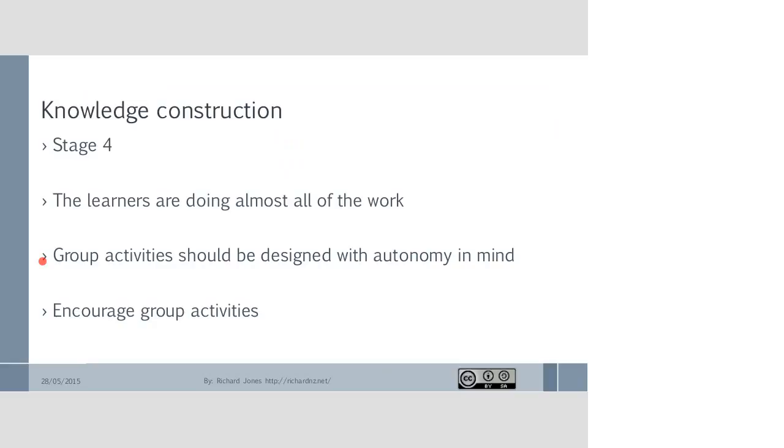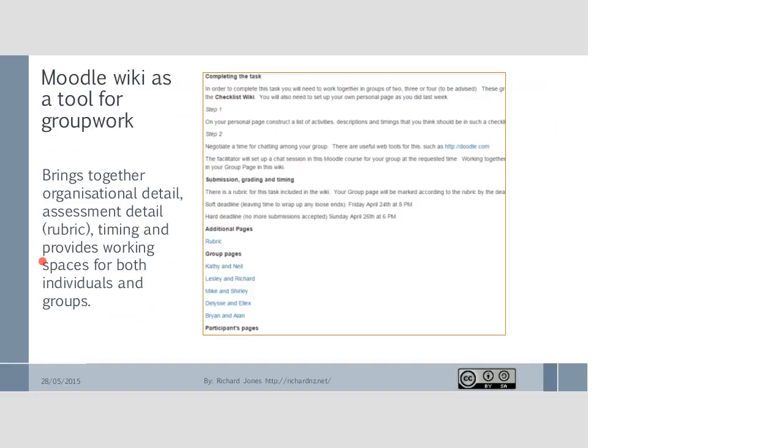And I find actually that the wiki, the Moodle wiki, is quite a useful space for this kind of activity, perhaps more so than the forum. The reason is that your participants can have both individual and group pages, and you can combine rubrics and instructions and other things all together on the same page. So I find that quite useful.